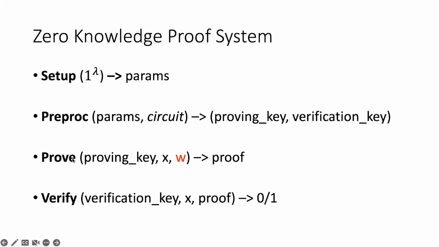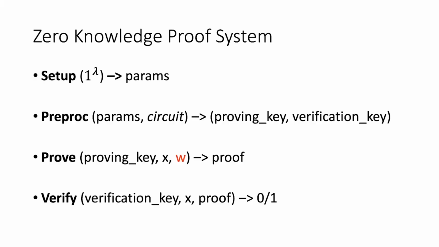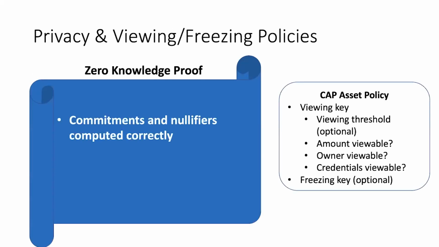And then the proof algorithm can use the proving key in order to produce a proof given the public input X and the private input W. And the verify algorithm will only need this verification key. So it doesn't need to remember what the circuit was. It doesn't need to remember what the program was. It just takes in this verification key, and it can verify a proof against the public input, and it outputs either 0 or 1, 1 being that it accepts, 0 being that it rejects. Okay, so what is going to be in our zero knowledge proof?